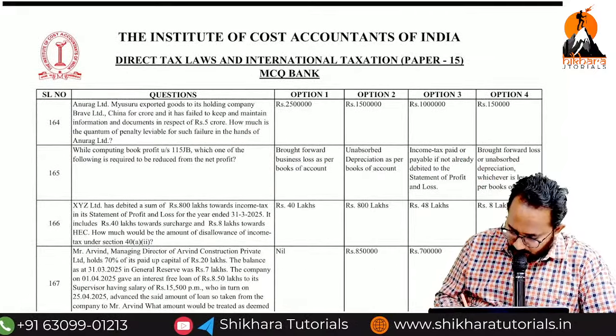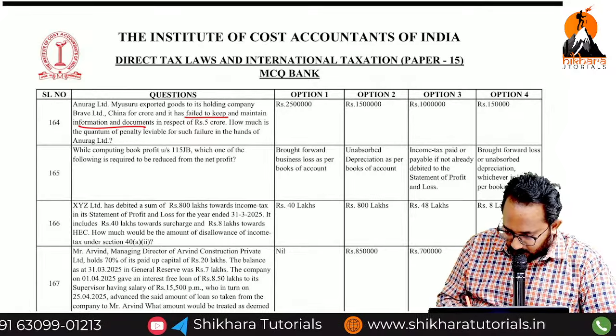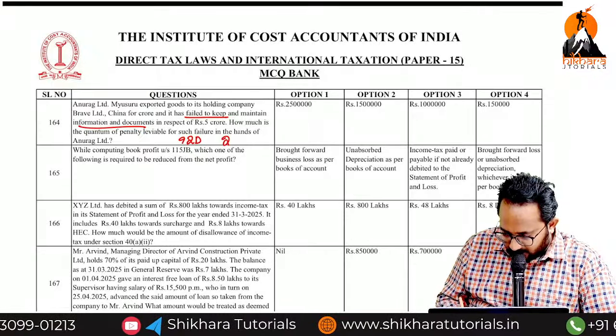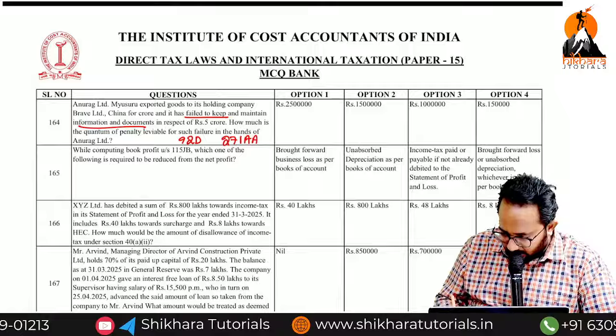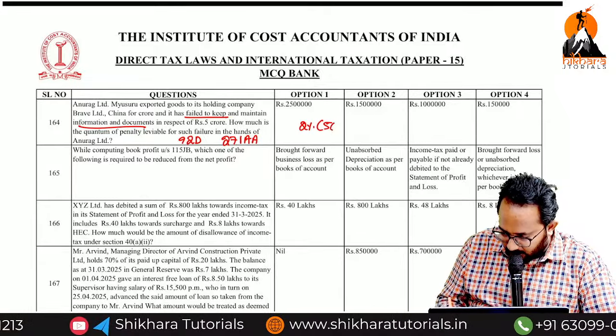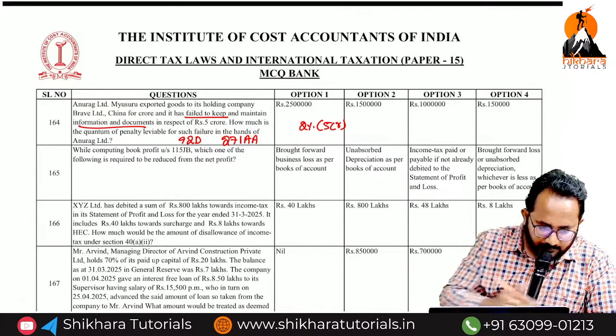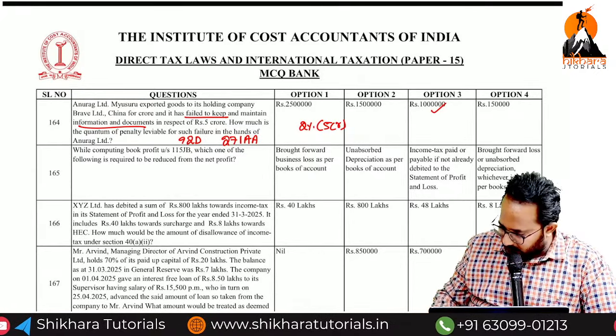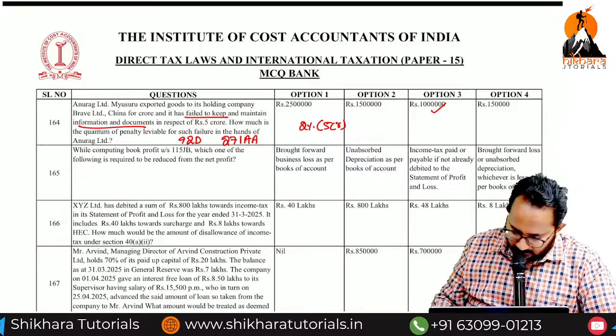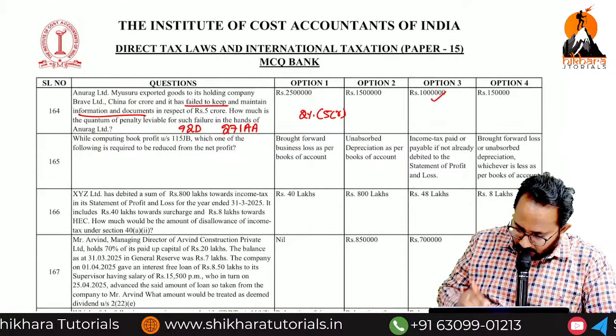Now here, failure to keep the information and documents under section 92D. What is the penalty? Section 271AA. It is on 2% of 5 crore. Can you calculate what 2% of 5 crores means? 1 lakh. Sorry, 10 lakh. It is also a repeated one.